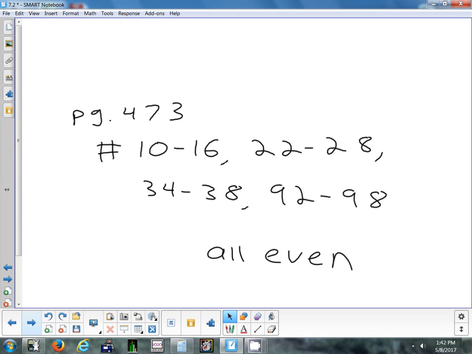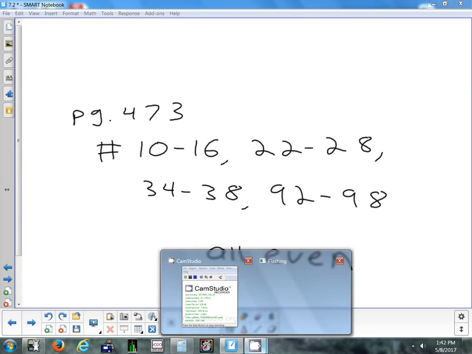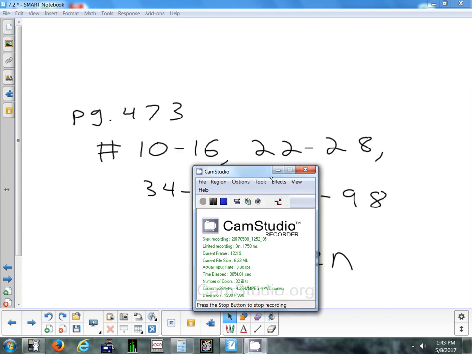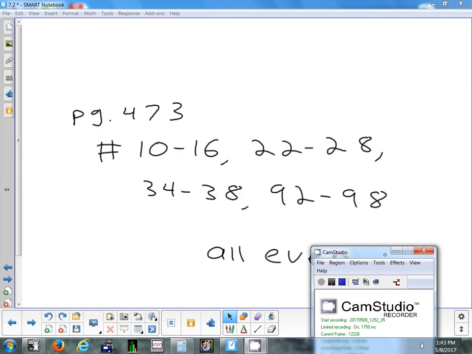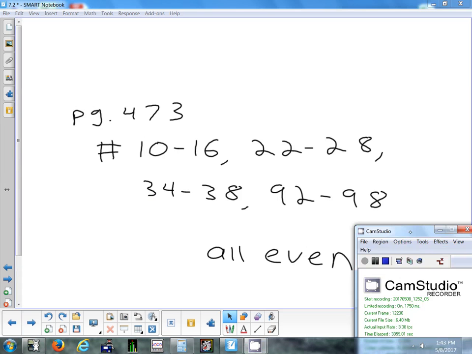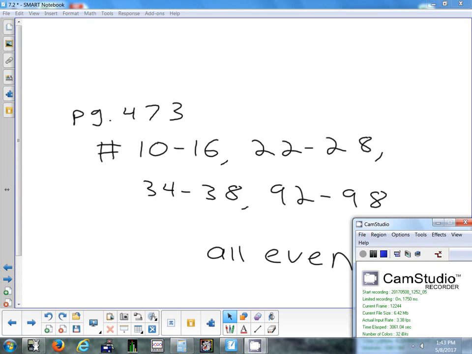All right, so homework tonight, it's all evens. Okay, it's on 473. It says 10 to 16, 22 to 28, 34 to 38, and 92 to 98. Okay, just the evens. Okay, so we'll take a look at that tomorrow. Last test for the course will be on Thursday. And I'll probably stay for extra help on Wednesday this week.